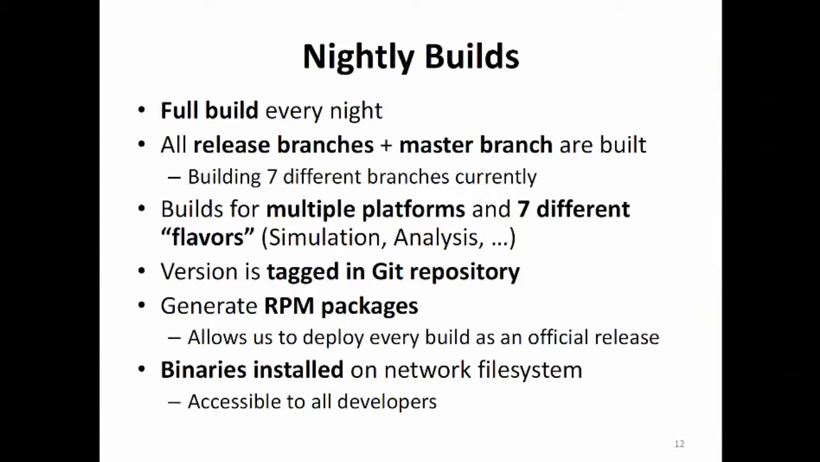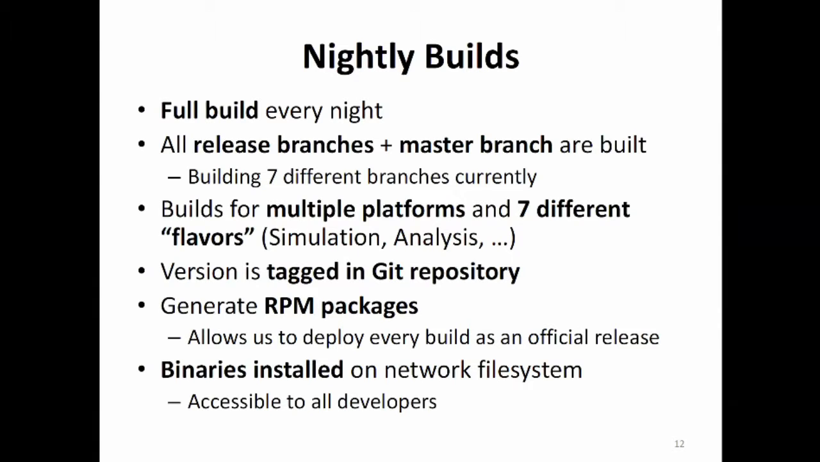So we still have nightly builds. We do full builds every night for various release branches that we have. I think currently we have about 7 different branches that we build nightly builds of. So we build off the master branch, make a nightly build, but also of the various release branches. We also build for multiple platforms. That could be Scientific Linux 6, GCC, whatever, 4.7, much newer compilers these days. So there we have multiple platforms, and we have 7 different flavors that we build of the offline software code.